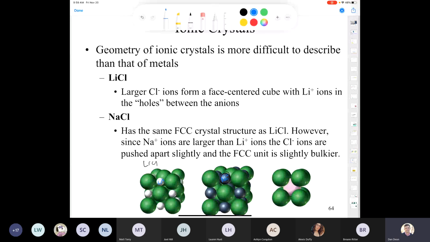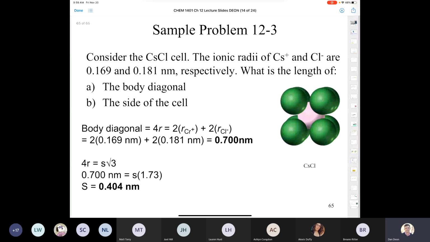Here's an example of a sample problem that I have in my slides, but I would never ask this problem. So I'm just going to skip it.